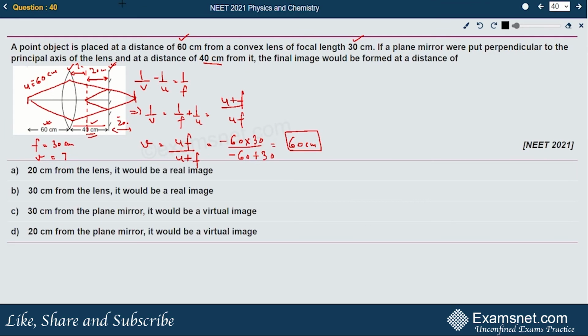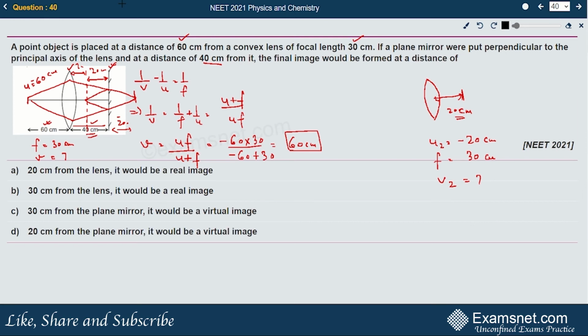Now for the second refraction, let's make a fresh diagram here. At a distance of 20 centimeter from the lens, the object is present, because this will act as the object in case of second refraction. So U is 20 centimeter and we have to write in negative, so it will be minus 20 centimeter. And focal length will remain same, so it will be 30 centimeter. Now we have to find out the next image formed. So again we'll use the lens formula here.